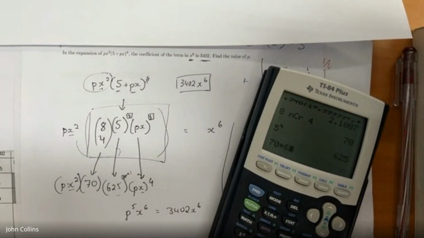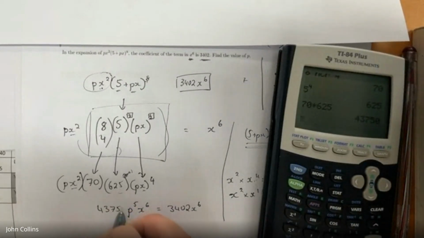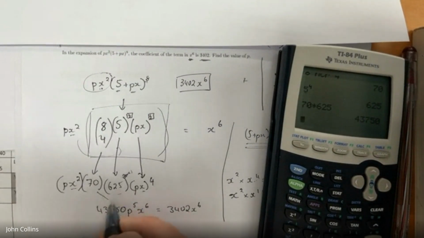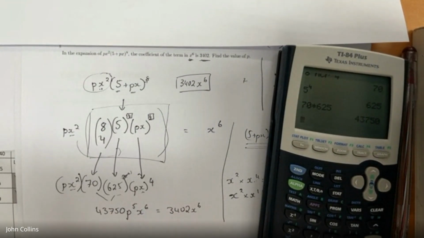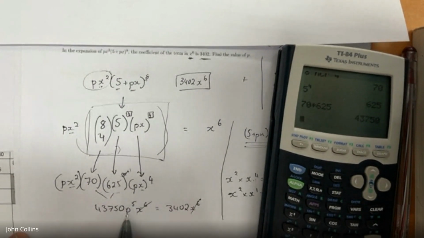70 times 625, and I get quite a large number. 43750. I got that from multiplying these two numbers together. The x6s will just cancel on each side because we knew they were going to be x6. That's the whole point.